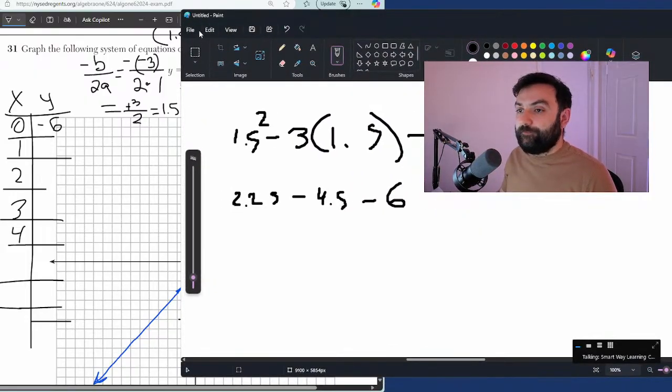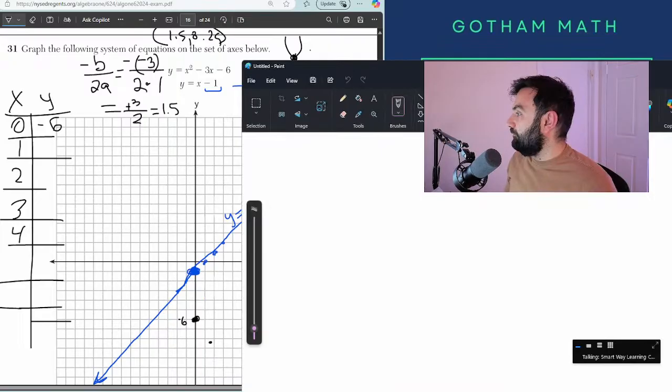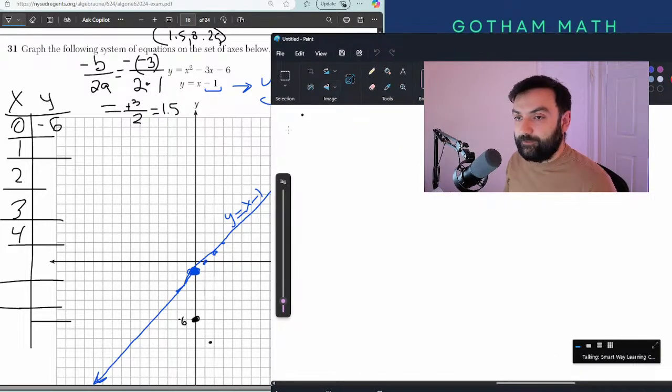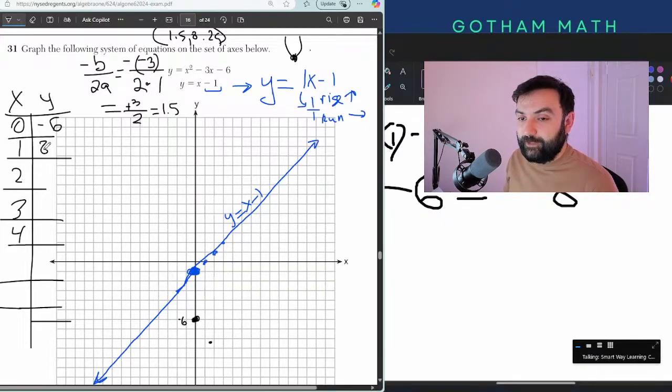I'm back. So having space is a little problem over here. I would love to do everything here on the same page, but it's impossible. So I guess we're just gonna have to do it somewhere on the side. So 1 squared minus 3 times 1 minus 6. 1 minus 3 minus 6, negative 8. So 1 will have negative 8. 1, negative 8. It's here.